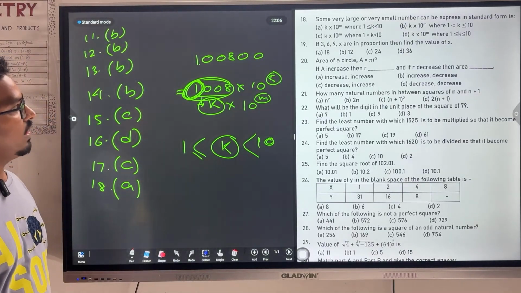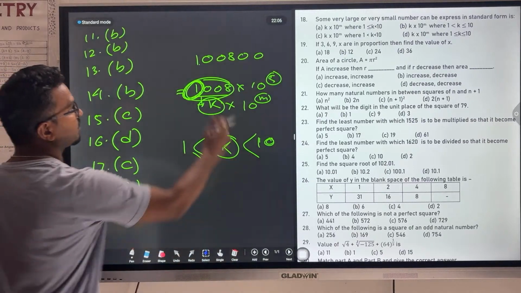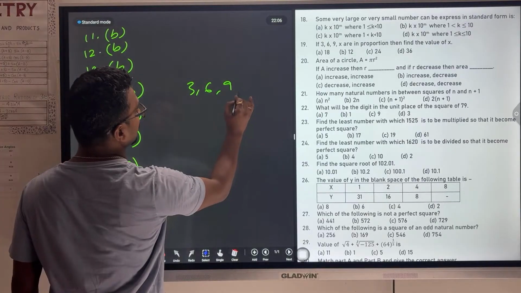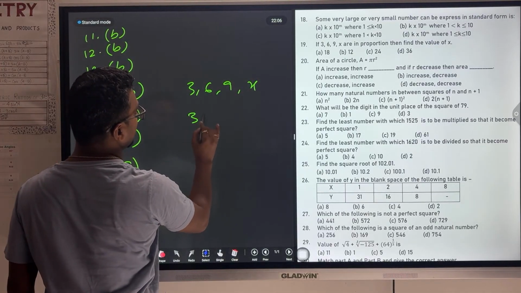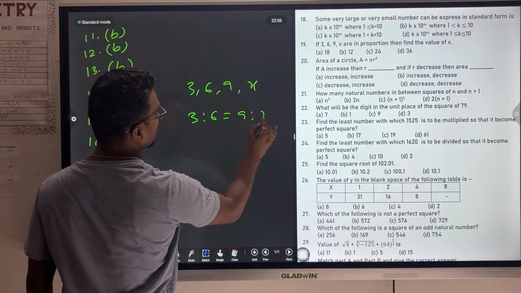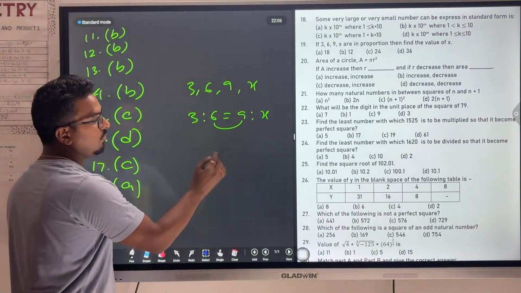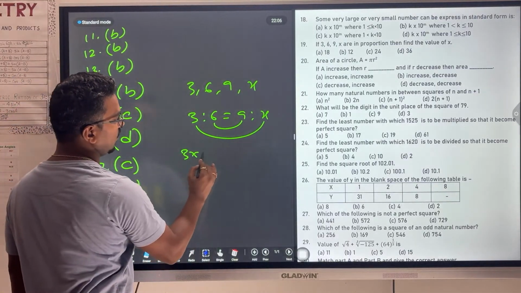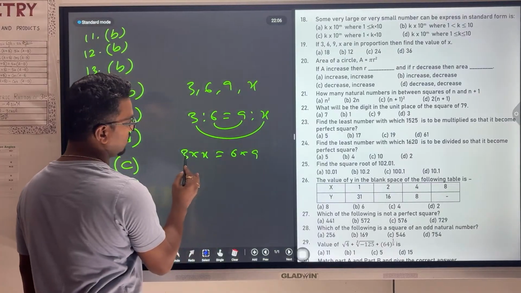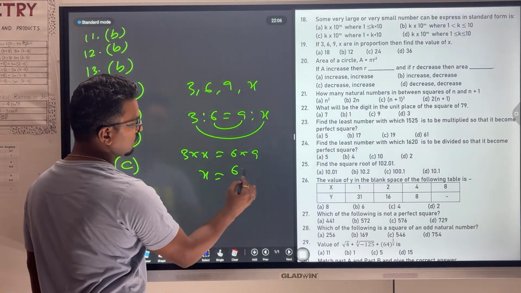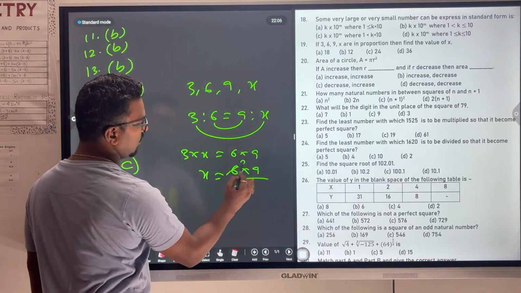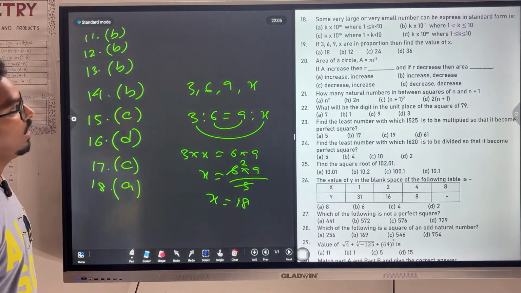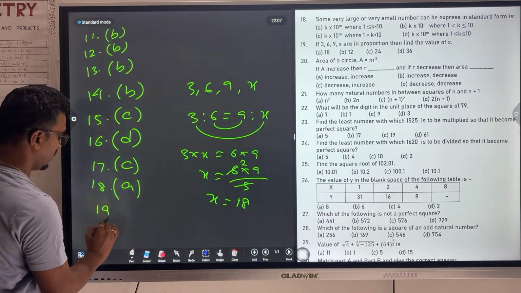If 3, 6, 9, x are in proportion, then find the value of x. How do we write this? Product of means is equal to product of extremes. Multiplying, 3 into x equals 6 into 9. Take the 3 to the other side: x equals 6 into 9 divided by 3. 3 goes into 6 two times, so x equals 9 twos, which is 18. Option A.